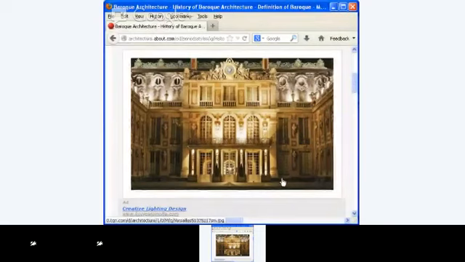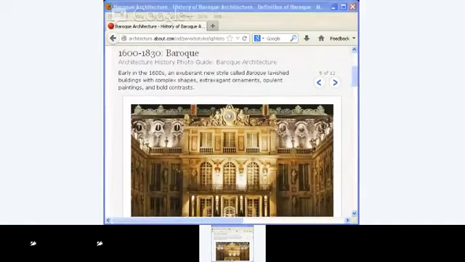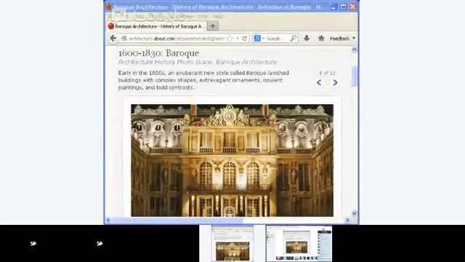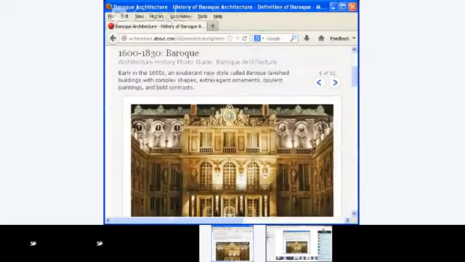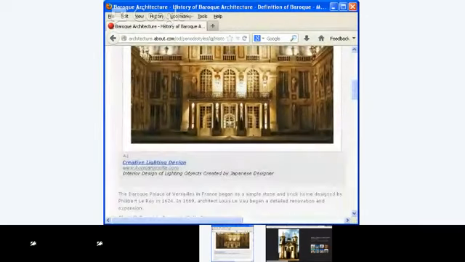Baroque, you see all the intricate patterning. Now, Baroque style, this is interesting because the word Baroque actually means bizarre. It actually comes from the word bizarre, as in very strange, crazy. Extravagant.